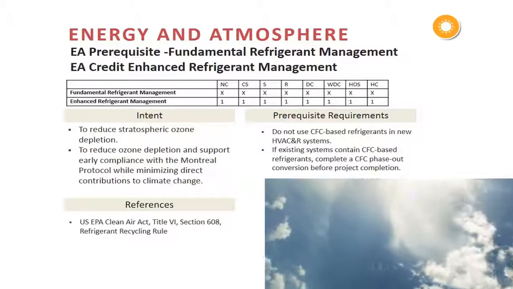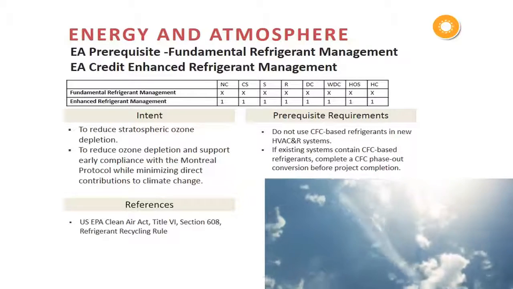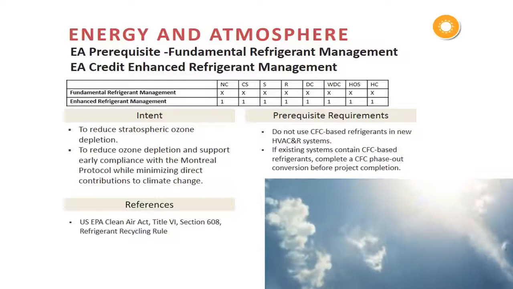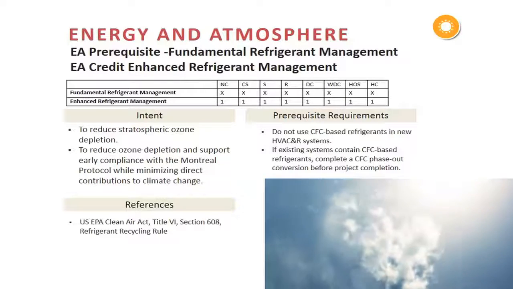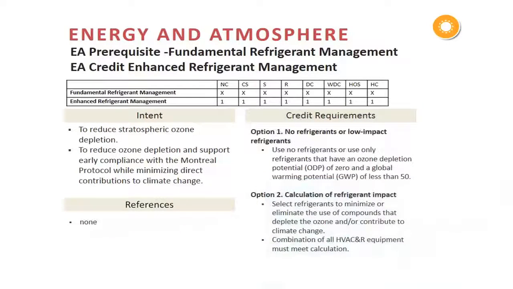Now at the prerequisite level, the requirements are really straightforward. Don't use any CFCs, and then if there is an existing system, so in the major renovation case, that has CFC-based refrigerant, a CFC phase-out needs to be completed before building completion. Now at the credit level, there's 2 options. So first of all, don't use refrigerants, or only use what they call low-impact refrigerants. Those are defined here as having a global warming potential, which is an indexed value based on its relative impact to global warming, of less than 50, and most importantly here, a 0 ozone depletion potential.